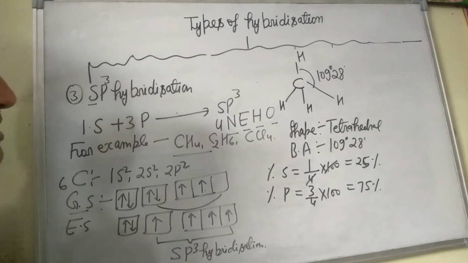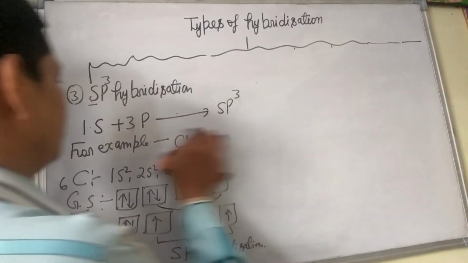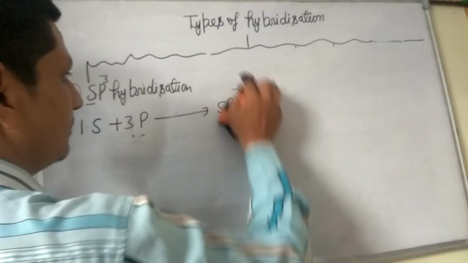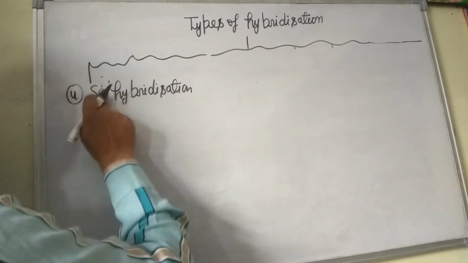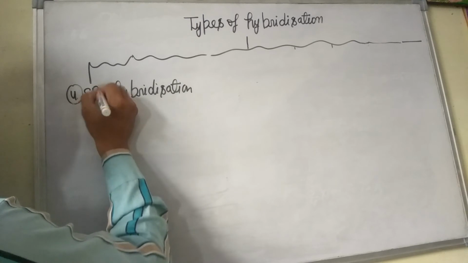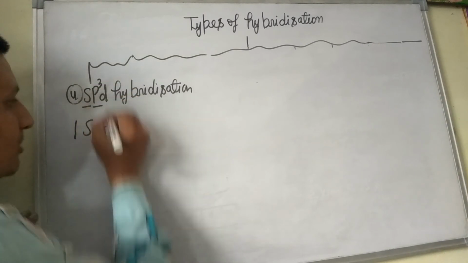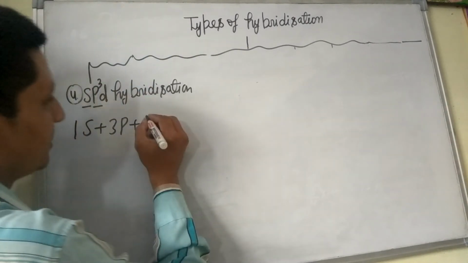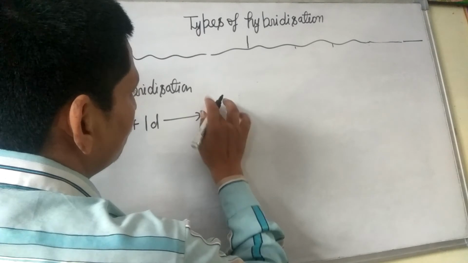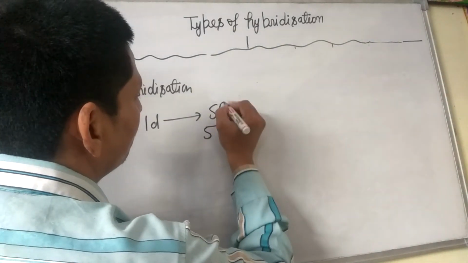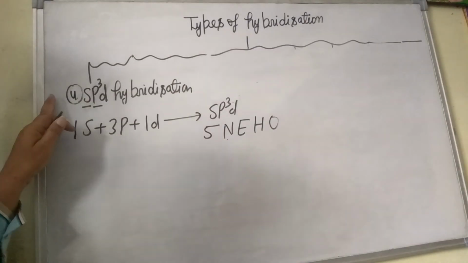Okay students, after this next is sp3d hybridization. What is sp3d hybridization? When 1 s orbital, 3 p orbitals and 1 d orbital mix together to form 5 new equivalent hybrid orbitals. This is called sp3d hybridization, number 4. For example, PCl5.